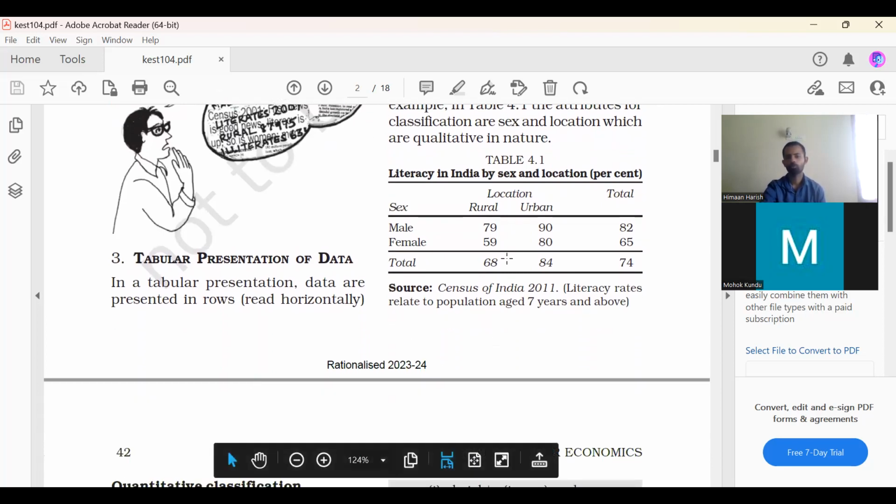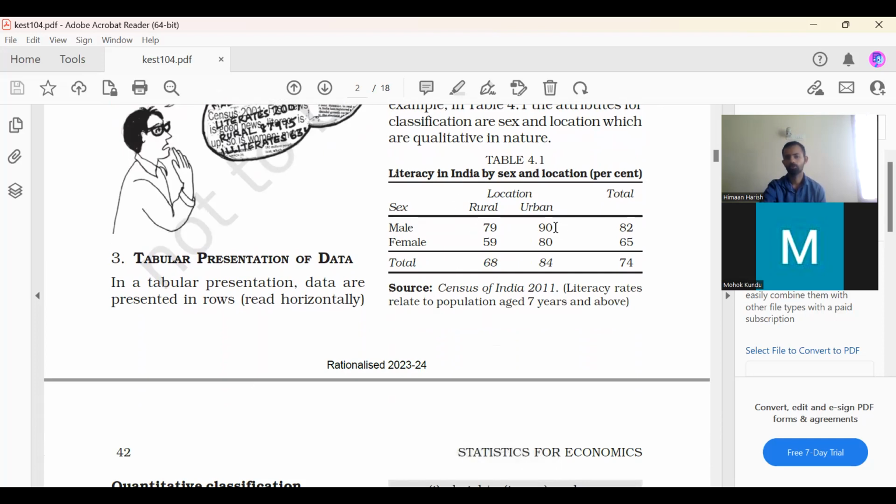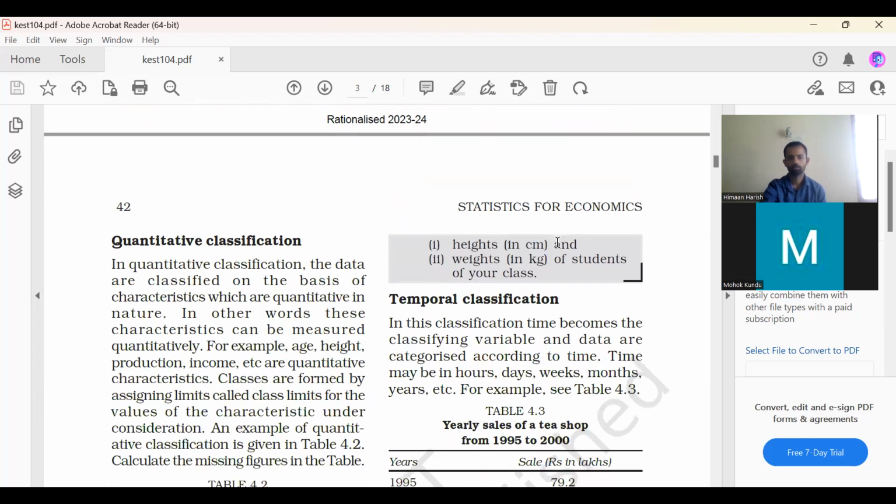So according to table 4.1, there are more males in urban places, and there are more females also in urban places compared to rural places. And this is according to the Census of India of 2001 or 2011, which has risen. The urban population has risen compared to Census 2001. And literacy rates relate to population age 7 years and above. So anyone above the age of 7 can be considered for the literacy rate.